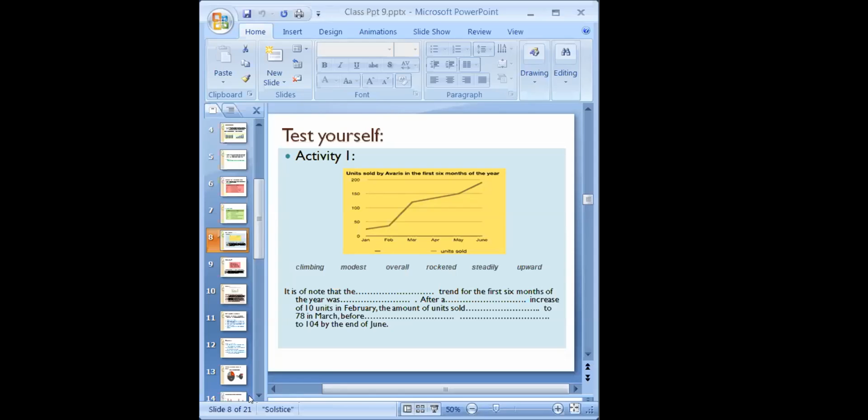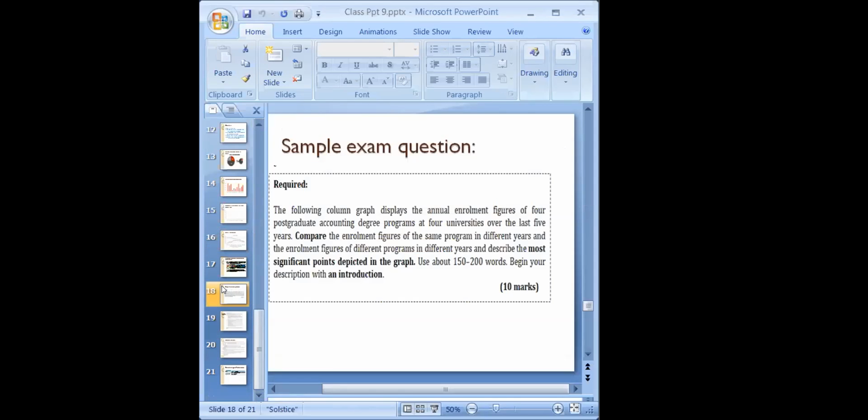Okay, so let's look at the final segment of today's discussion. I have brought you a sample exam question. The following column graph displays the annual enrollment figures of 4 postgraduate accounting degree programs at 4 universities over the last 5 years. Compare the enrollment figures of the same program in different years and the enrollment figures of different programs in different years, and describe the most significant points depicted in the graph. So I just told you that you do not have to describe each and every point. What you need to do is notice the important points in the graph that is given to you and describe those only. Because the word limit is really important, 150 to 200 words only. So you can't write about each and every point.